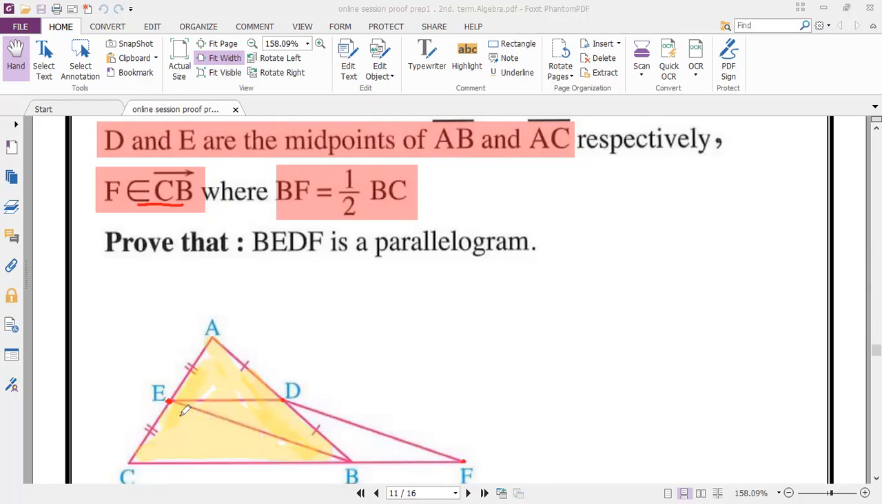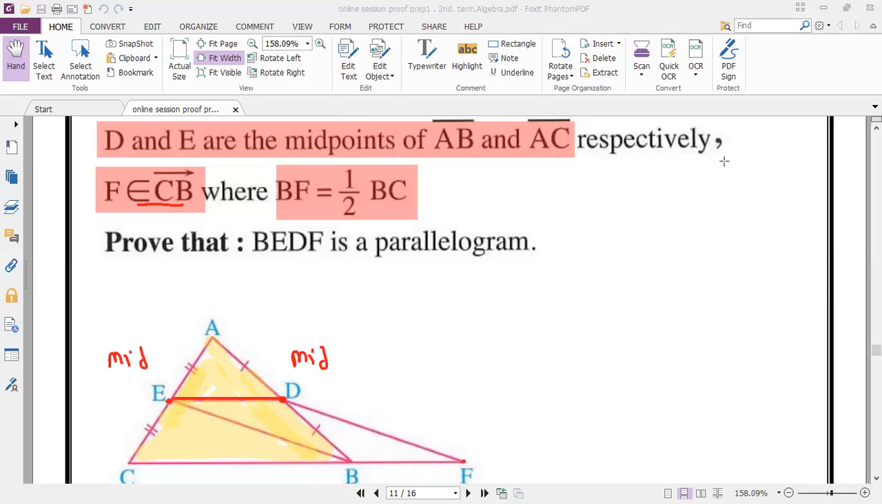Okay, as you see here, D is the midpoint of AB, and E is the midpoint of AC. So we have midpoint and midpoint. D is the midpoint in this triangle, and E is the midpoint of AC. So the line segment joining between the two midpoints of two sides of a triangle is parallel to the third side and equals half length of this side.